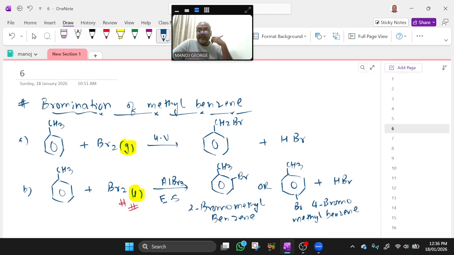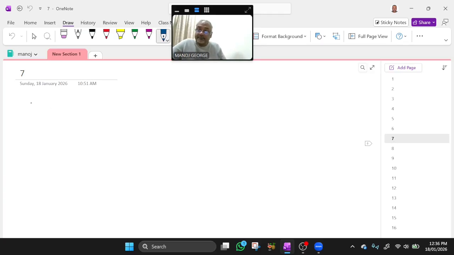Okay. Now, can we try to do the mechanism of this reaction? So we're going to do some reactions and we'll do the mechanism straight away. Mechanism of chlorination of methyl benzene.